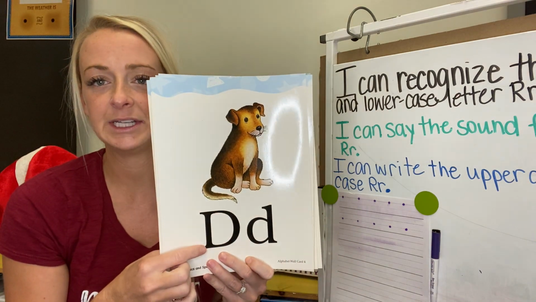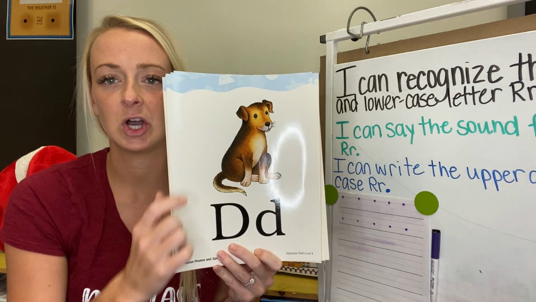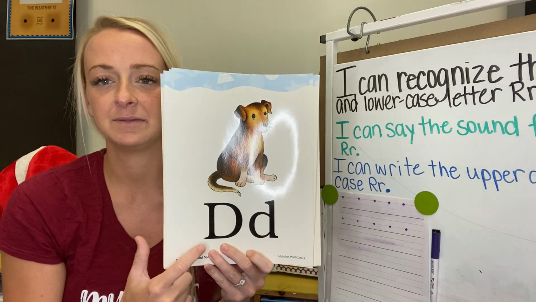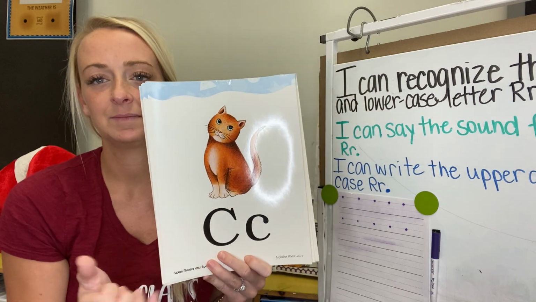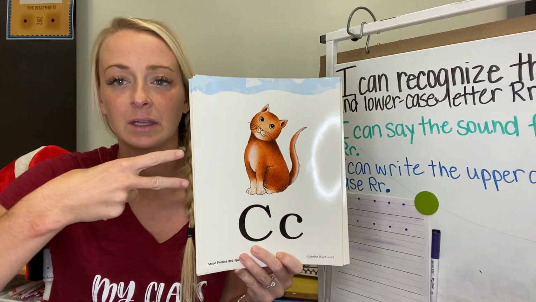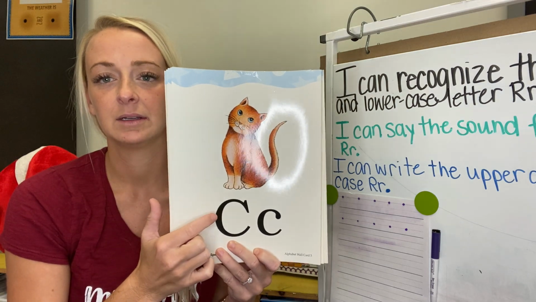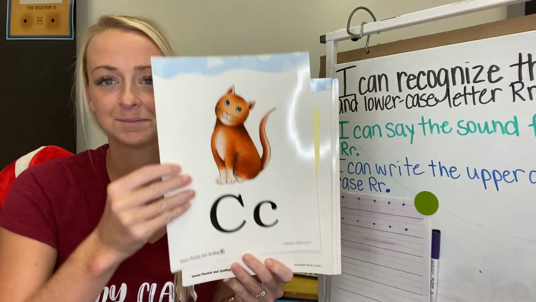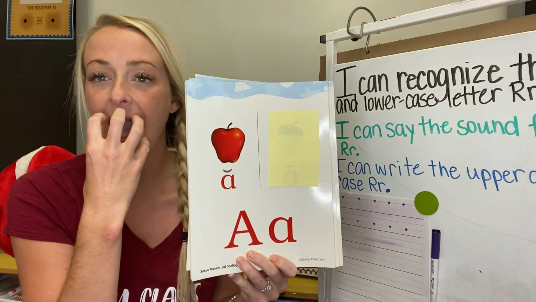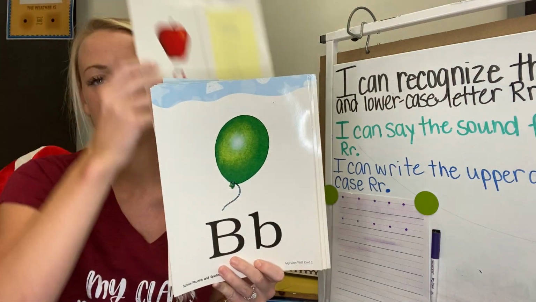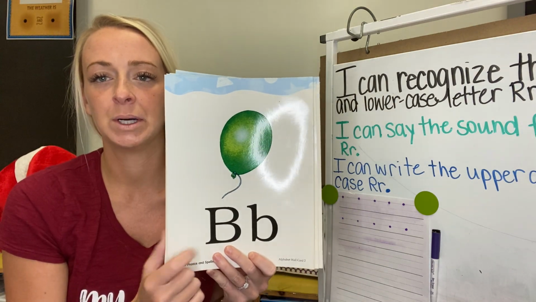We have the letter D, dog, d. Dog, d. Remember, that's a very quick sound too. We have the letter C, cat, k. One more time, cat, k. We have the letter A, apple, a. We have the letter B, balloon, b.